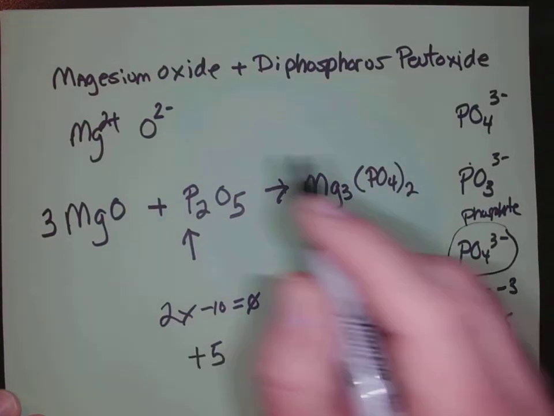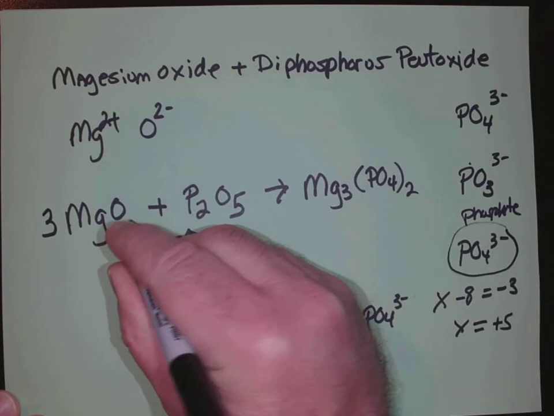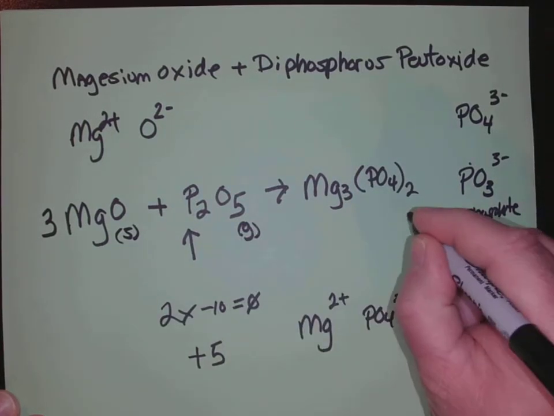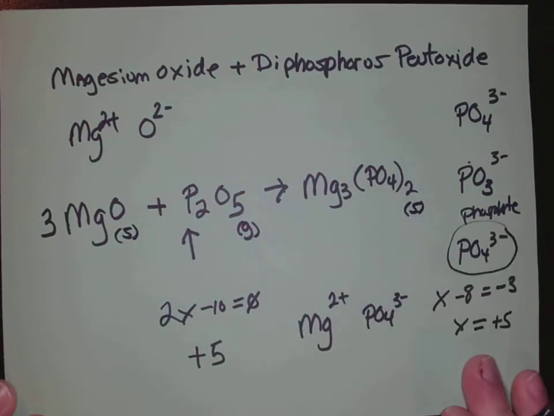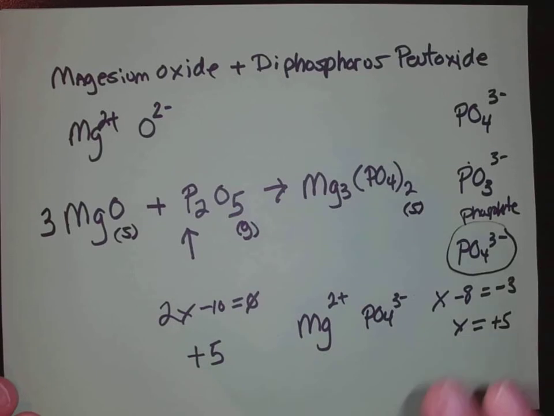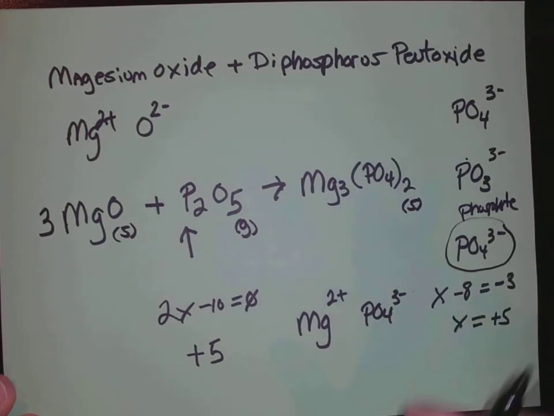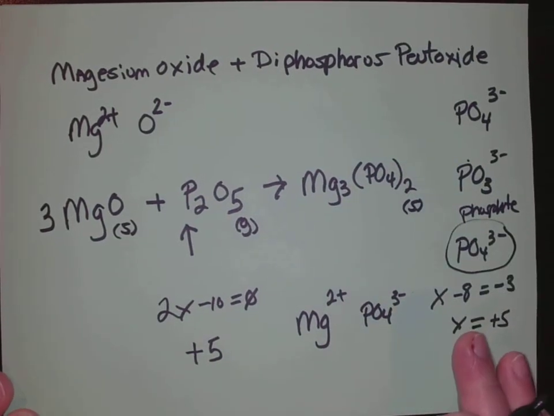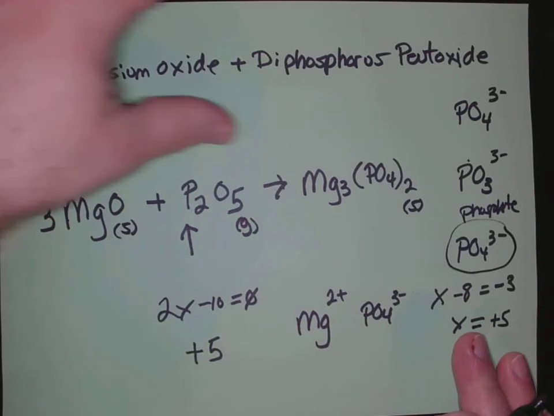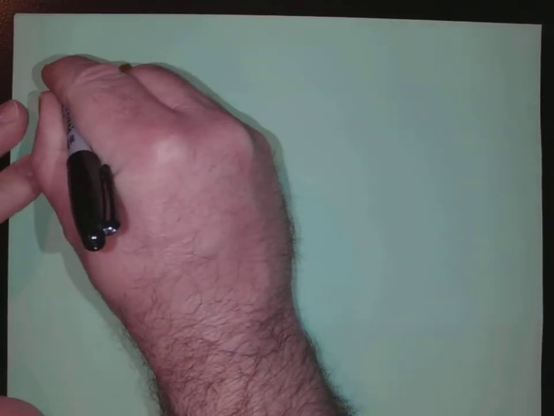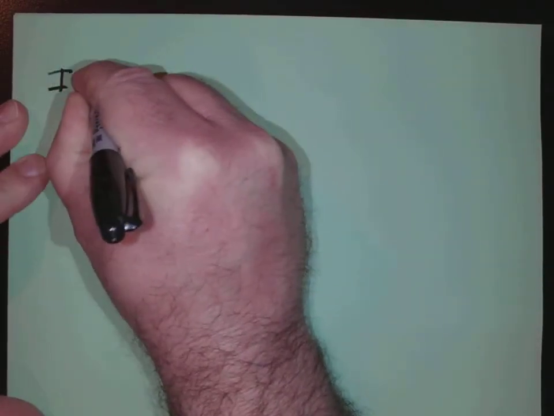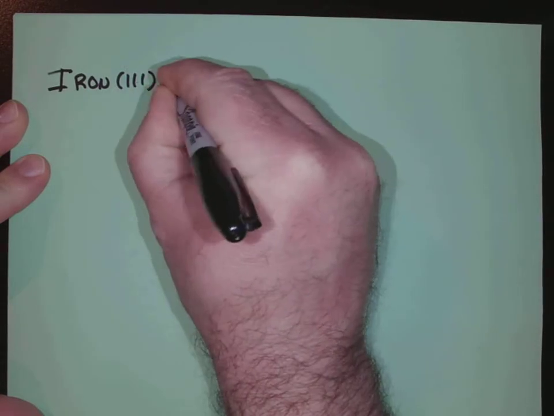Okay. And again, my states, solid, gas, solid. Okay, so again, no oxidation numbers are changing, but you need the oxidation number to figure out what polyatomic ion that you're going to pick. All right. I think we should just do one more with a transition metal in it. So iron 3 oxide.